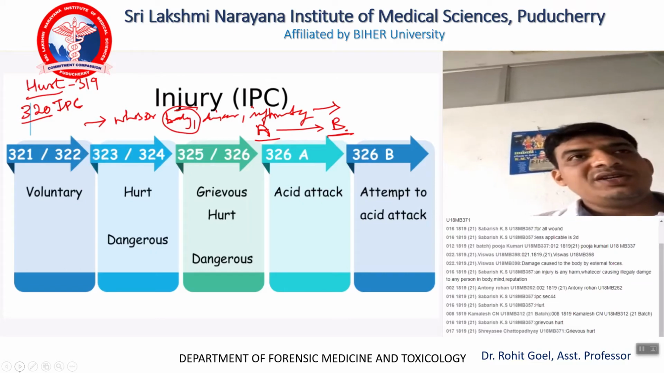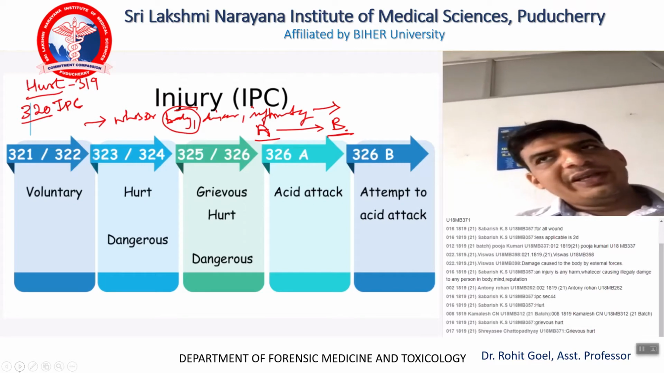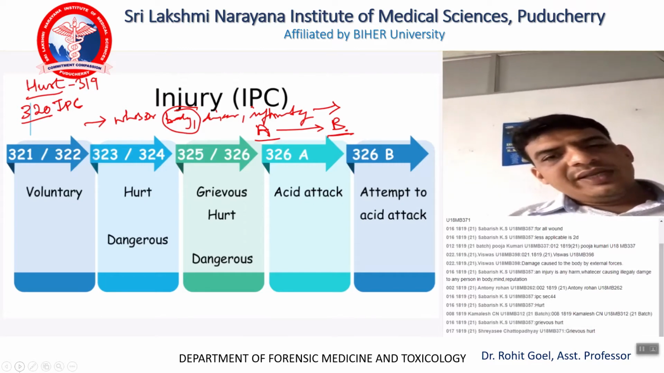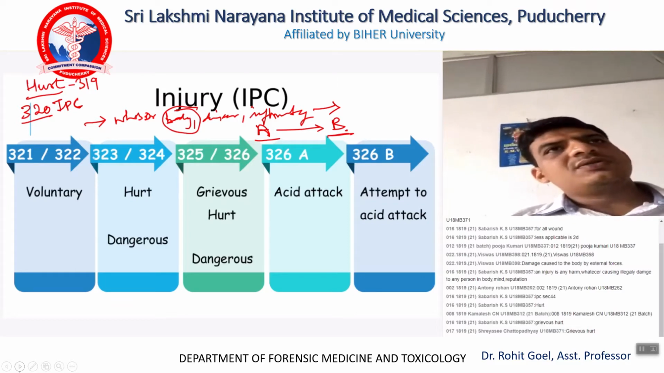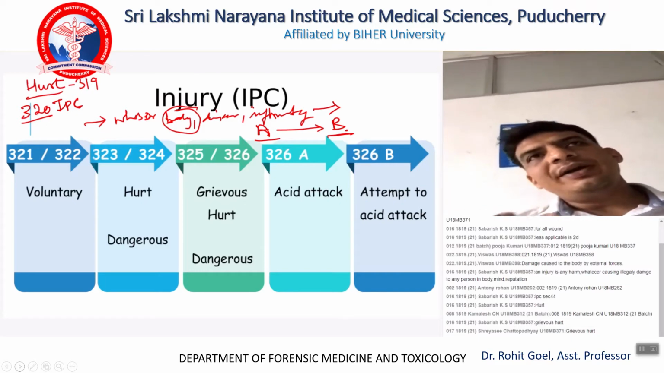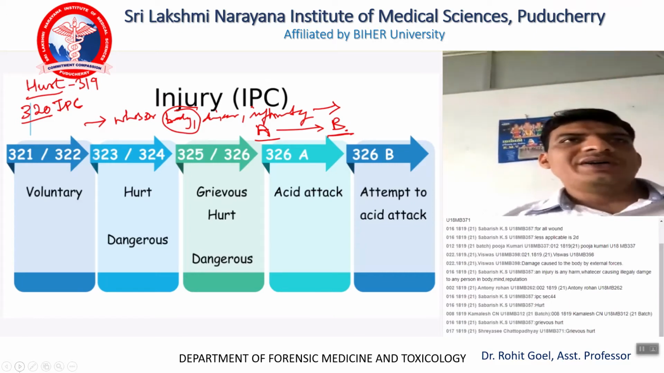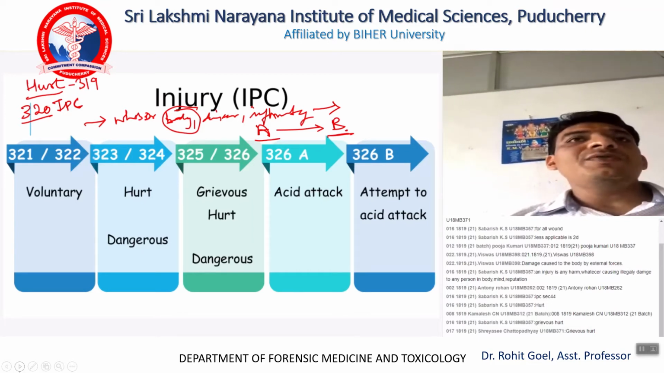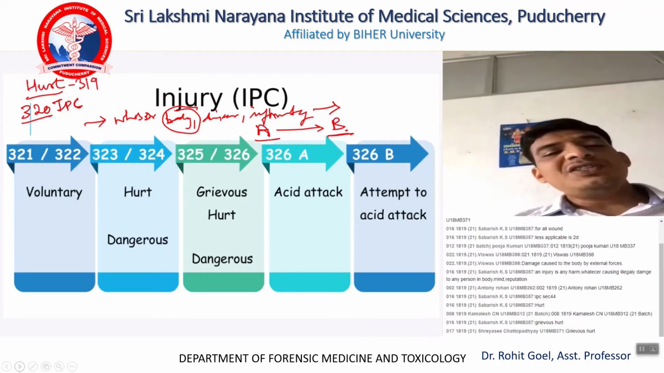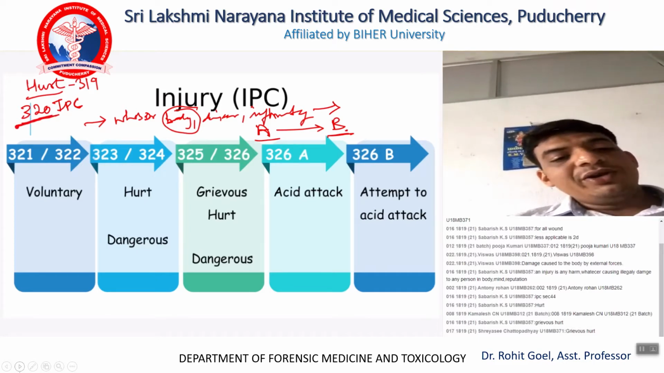Hurt which can endanger the life. So there are two gradations that have been put forward by the legislature of our country. They said hurt can be divided into two circumstances. One is simply put hurt, just hurt. Another is grievous hurt. Grievous hurt means when the person has sustained severe form of injury, for which they have given different criteria. Those criteria are given in section 320 of IPC.